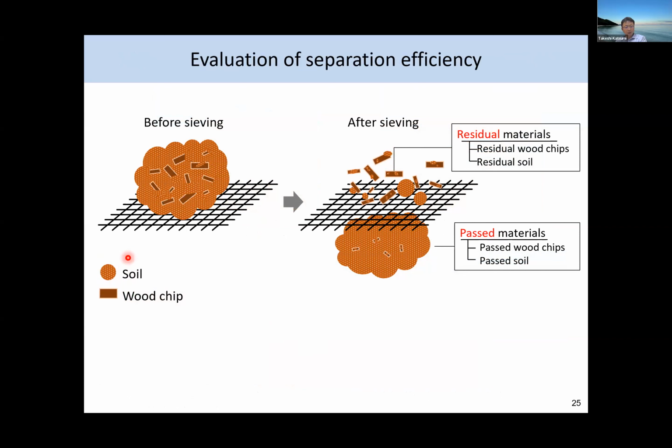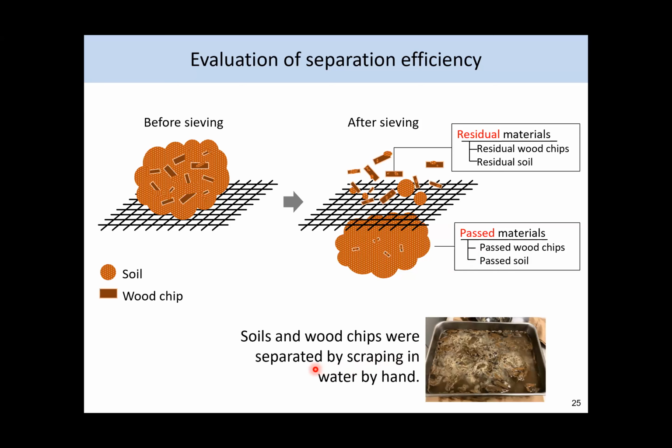We prepare the simulated soil waste mixture by using soil and wood chips. So before sieving, we have soil waste mixtures. After sieving, we have residual materials over the sieves, which are the residual wood chips and residual soil. We also have passed materials, passed wood chips and passed soils. Ideally, we would like to have the pure soils here and pure wood here. But eventually, we have residual soils over the sieves and passed wood chips. So we have carefully checked the remaining materials by scraping in water by hand. Okay.